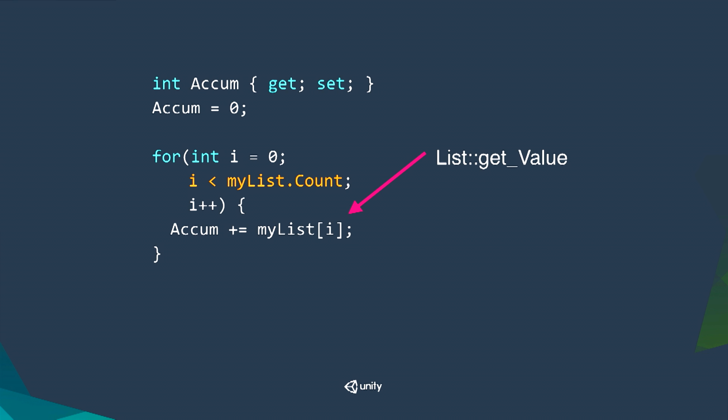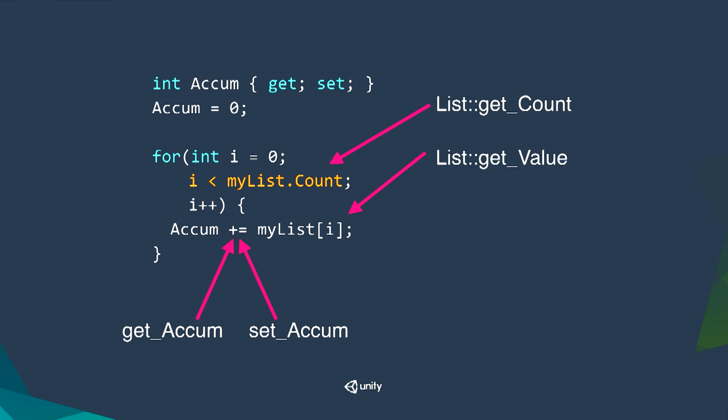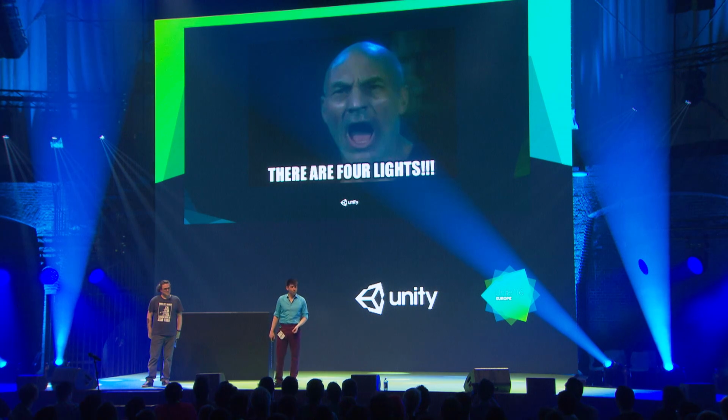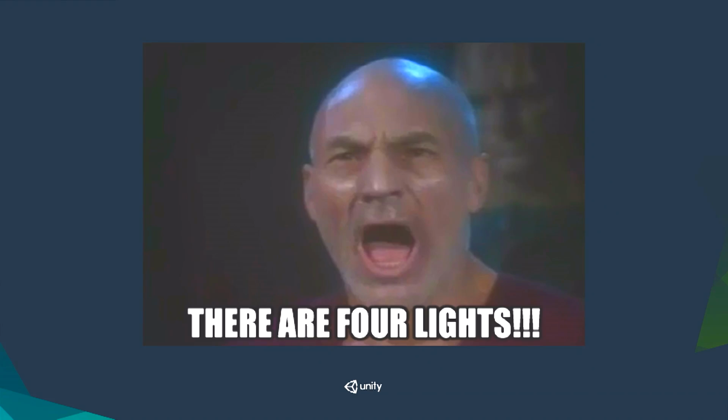1, we have to get the value from the list. 2, we have to get the value from that property. Then we actually have to sum up the value that we got from the list and the value that we got from the property, and then we have to set the property again with the computed sum. And then finally, we actually have to call list.count every time we go through this loop. Why? Well, you're accessing a property. That's why. So there are 4 method calls.